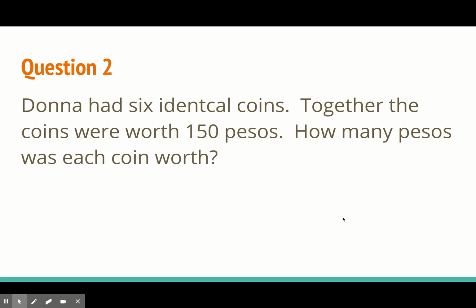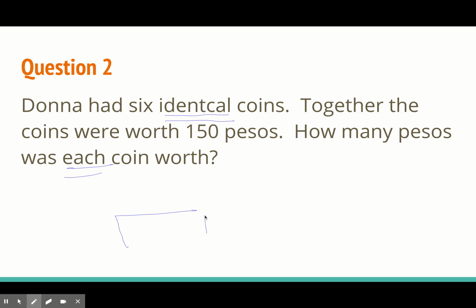Donna had 6 identical coins. Together, the coins were worth 150 pesos. How many pesos was each coin worth? And we're going to find that out together. So, again, we have identical, which tells us they're the same. And we have that each word. So are we looking at addition or multiplication? If it says each, it is a, choose your answer now. It's a multiplication.